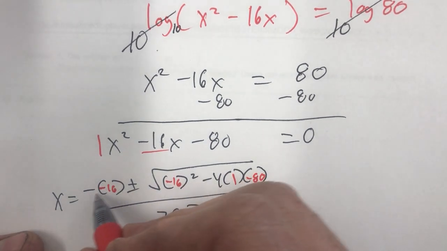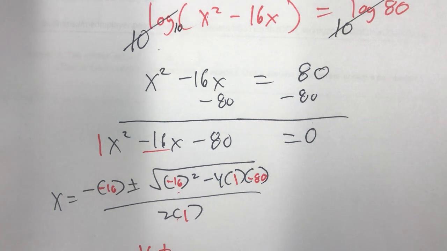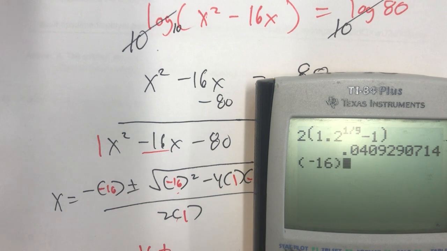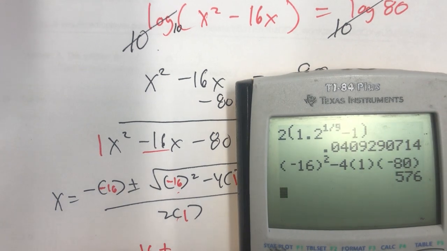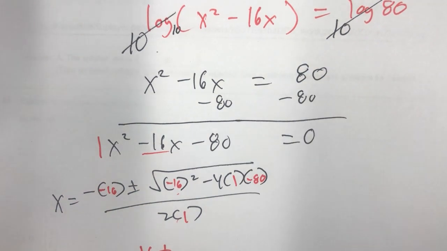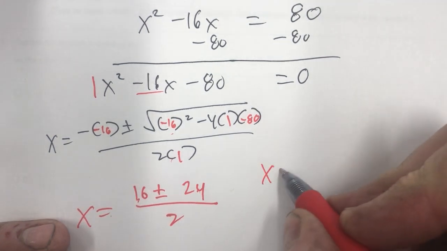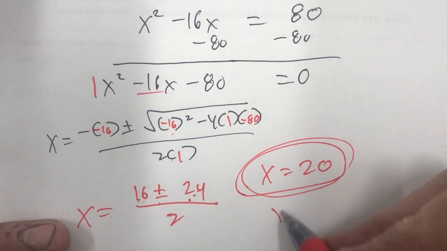Okay. That's going to be a positive 16, and the 2 down here. I'm going to do this one on the calculator: negative 16 squared minus 4 times 1 times negative 80. I get 576, and the square root of that answer is 24. So 16 plus 24 is 40. 40 divided by 2 is 20. 16 minus 24 is negative 8. Negative 8 divided by 2 is negative 4.